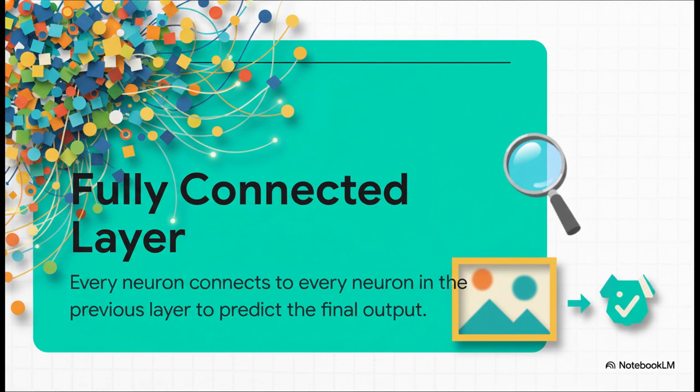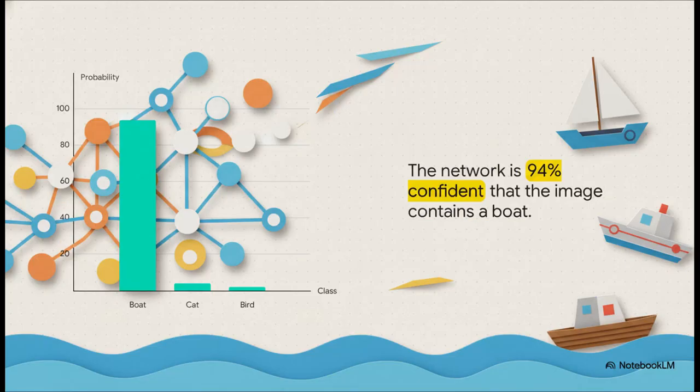Every single neuron in this layer is connected to every single neuron from the layer that came before it. Its job is to take all that high-level, processed feature information, all the evidence that's been gathered, and weigh it all to make a final prediction. This is the part that acts like a board of directors, looking at all the reports and casting the final vote. And voila, here is the result of that final call.